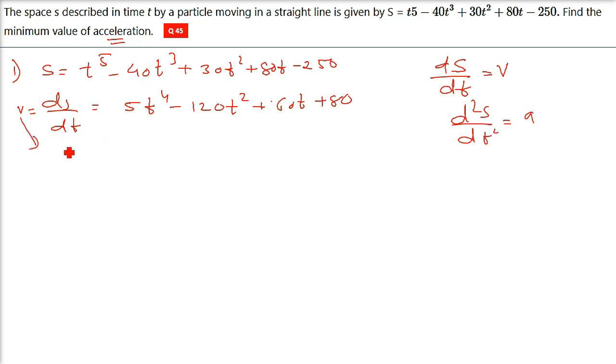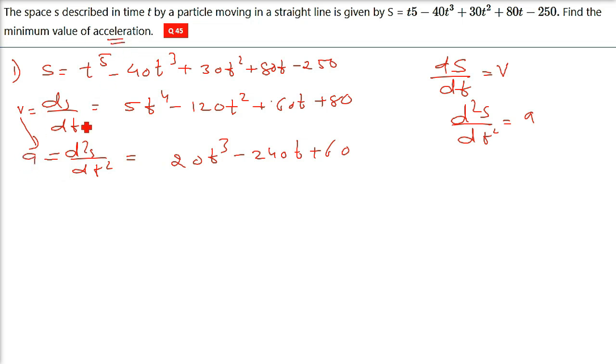Alright. Now this ds by dt is velocity. Still we haven't reached the start of the question because the acceleration is d2s by dt square, which is dv by dt. Acceleration is the rate of change of velocity and velocity is the rate of change of distance. We have 20t cube minus 240t plus 60 as the differentiation. Here the question will start.